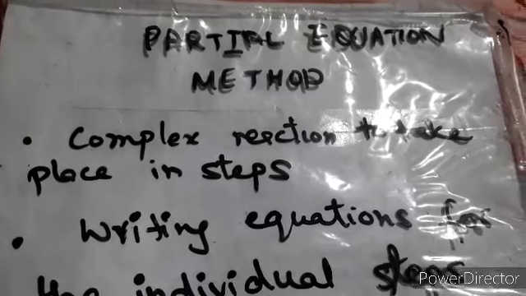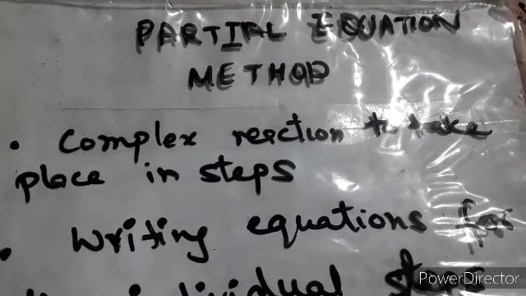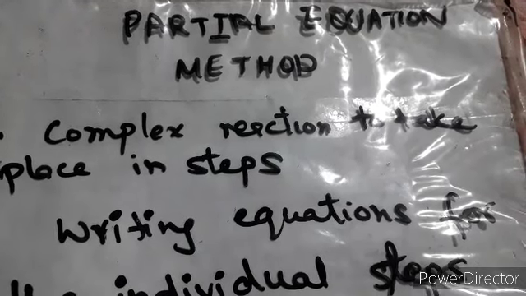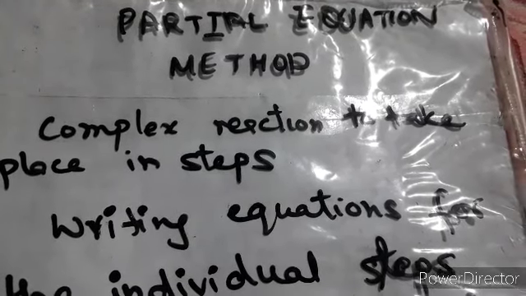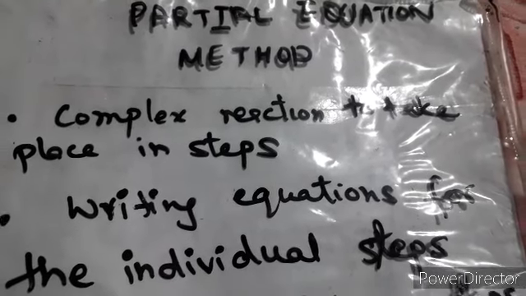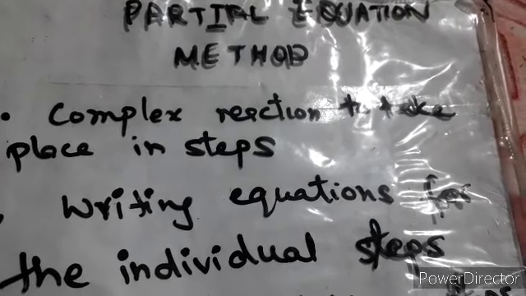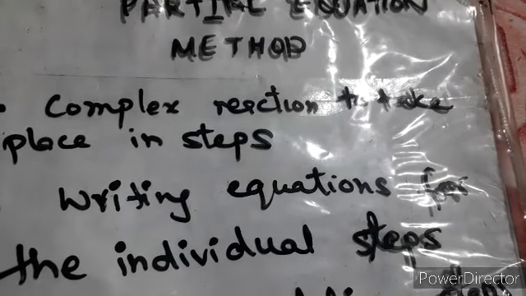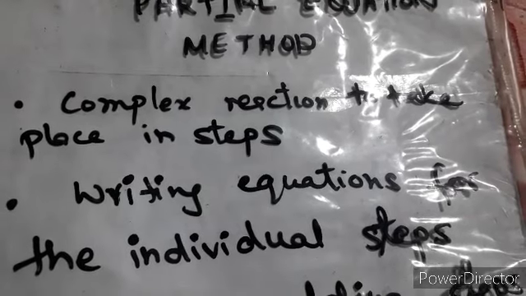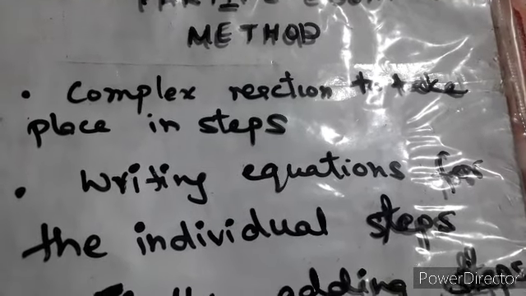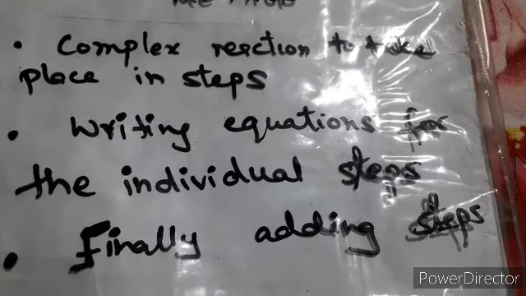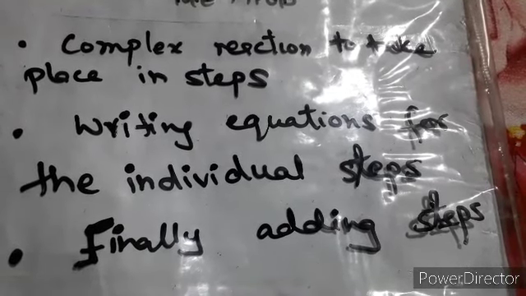Now class 9, we'll study the partial equation method. We have seen how we balance equations, but sometimes we have to focus on this method also, the partial equation method, for balancing a chemical equation. This method is applied when your reactions are complex reactions, which take place in 2 or 3 steps. In that, we first balance the individual steps, and then we add up the steps.